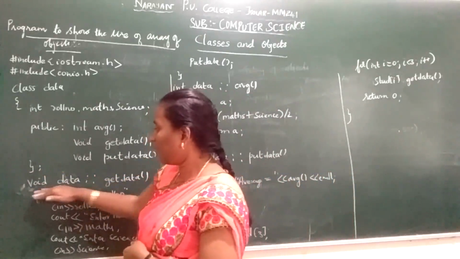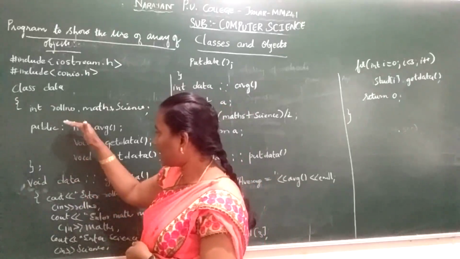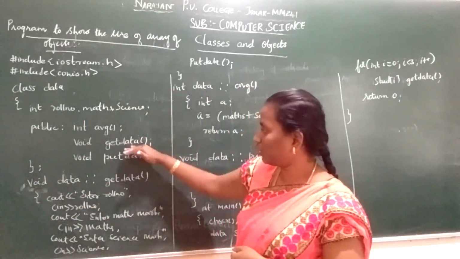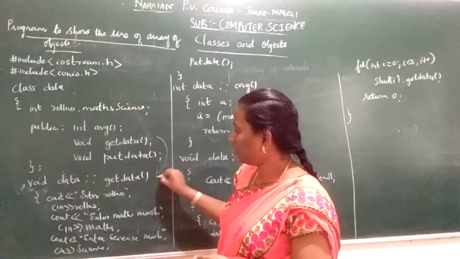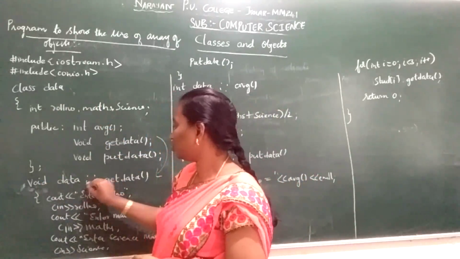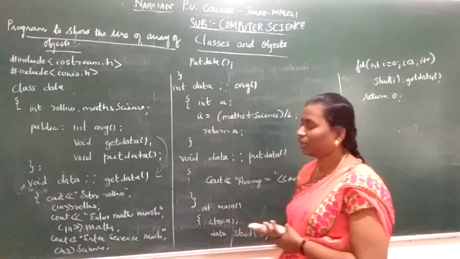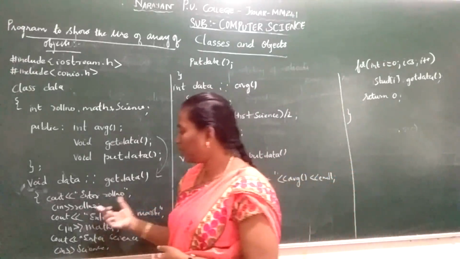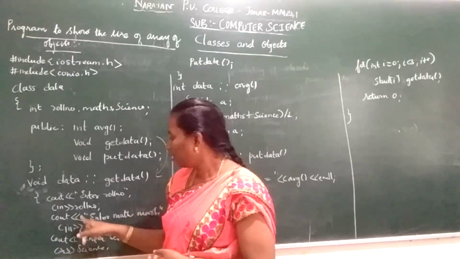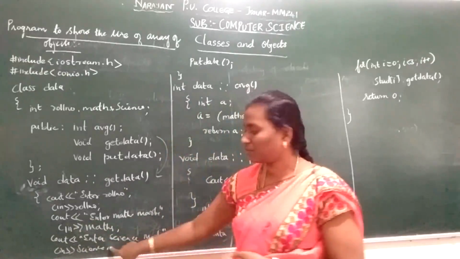My class ends here. I have shown with an example how to define the member function definition outside the class. For get data, the definition uses the scope resolution operator: return type, class name, scope resolution operator, get data. Now what will get data do? It reads the information from the user. Enter roll number, which is stored in the roll number data member. Next, enter math marks, stored in maths. Enter science marks, stored in science.